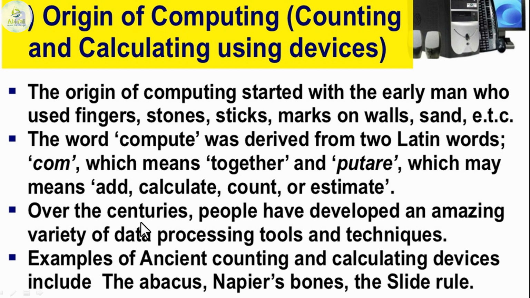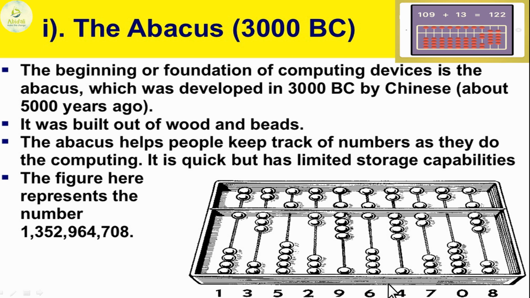Over the centuries, people have developed an amazing variety of data processing techniques and technologies. So we will take the data processing technology from the ancient to the present. Examples of ancient counting and calculating devices include the abacus, which many of you have come across in training, Napier's bone, and the slide rules. All these are the examples we will be discussing in the counting devices or counting machines.